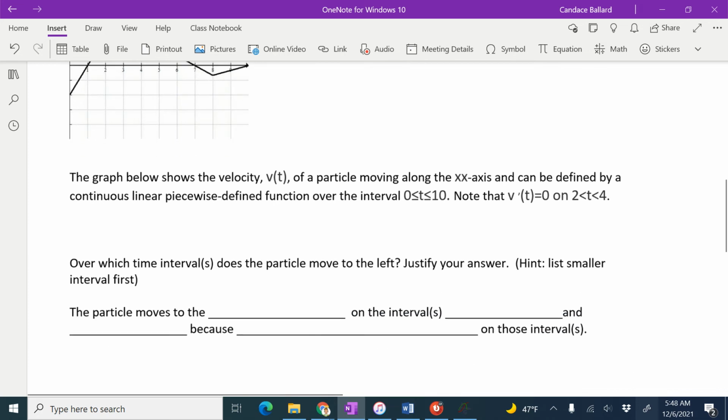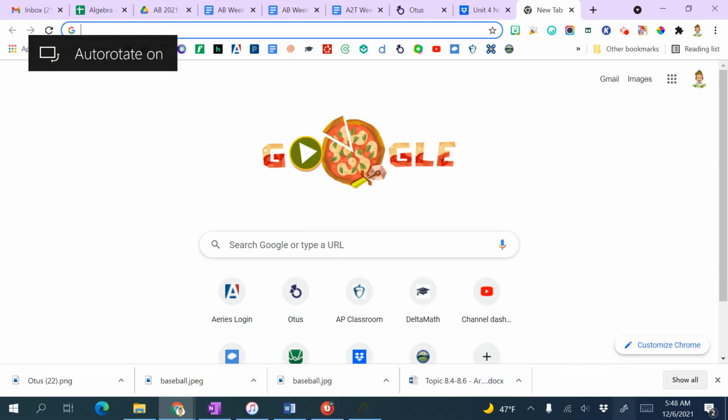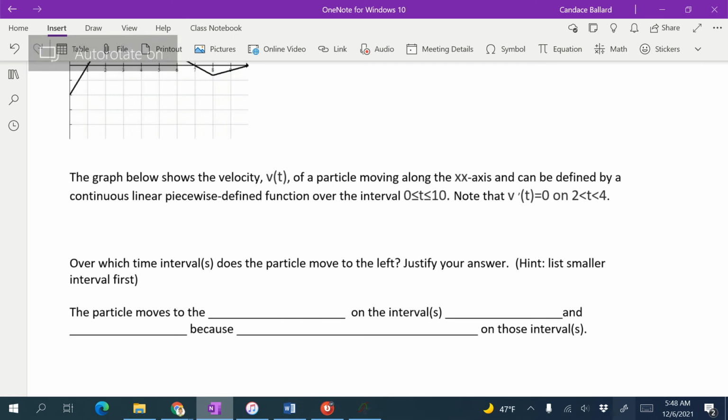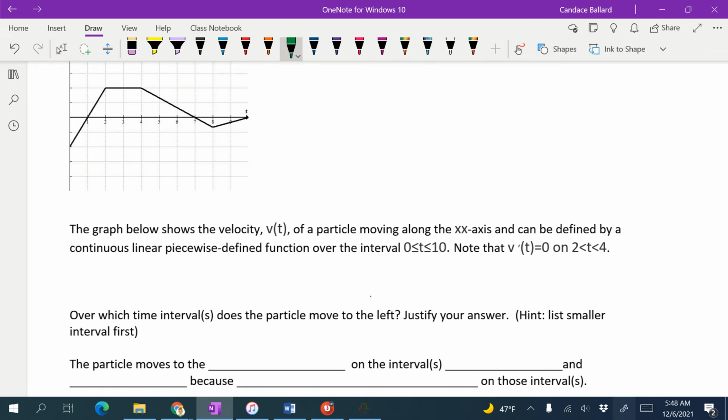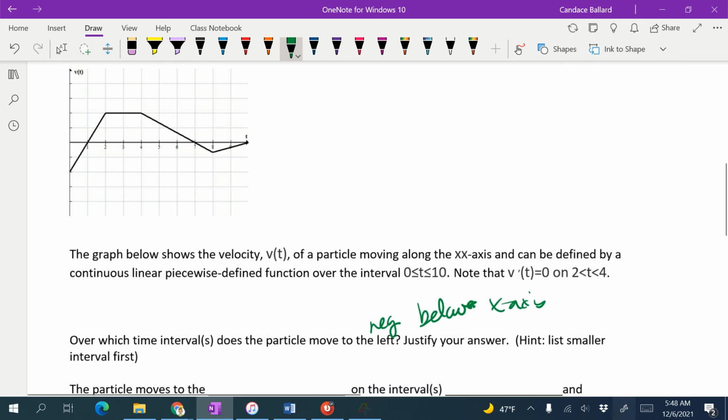So our first question is, on which time intervals does the particle move to the left? And we are supposed to justify our answer. Our hint is that we are supposed to list the smaller interval first. So we know that left means that it is going to be negative. And in this case, negative means we're going to be looking at the velocity being below the x-axis. Because we do have a picture of the velocity, anytime that it is below the x-axis, we know that the particle is moving to the left.